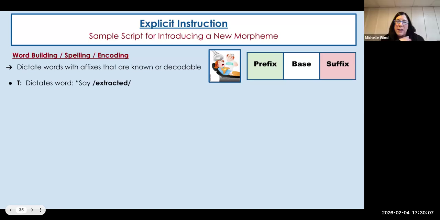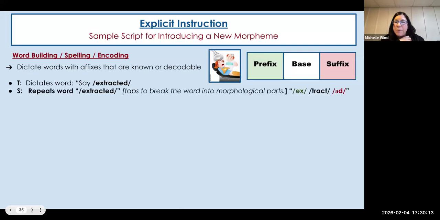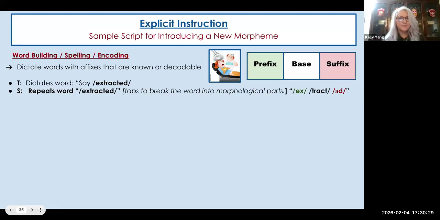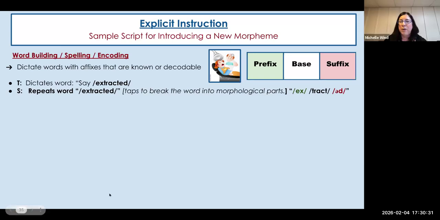This is just another activity that could be anchored with a morphology mat. We use these at Fairleigh Dickinson a lot. It's just a mat that says prefix, base, and then suffix on it. And you can have the students tap the word part as they're pronouncing it in their word and they're breaking it down. So if you dictate the word, if I say to Kelly, say extracted. Extracted. Kelly would say it as she's tapping on the parts of the mat.